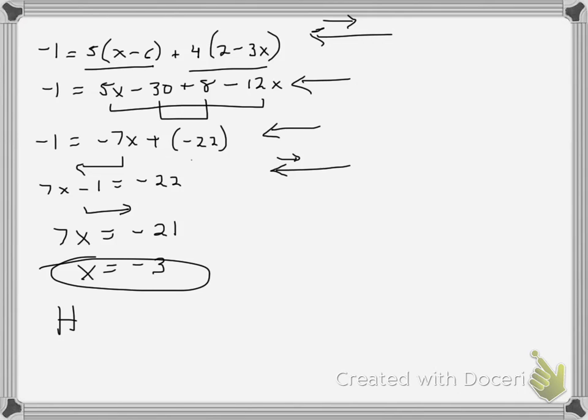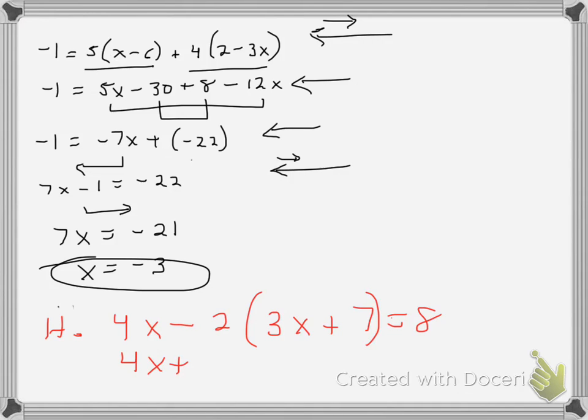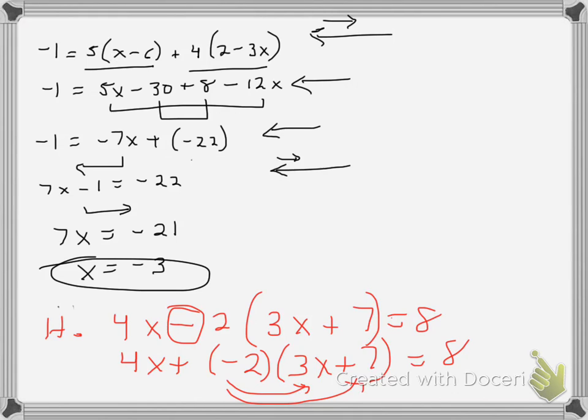Actually, let me change color. Okay, so I'm looking at this. This would be the same as, I can be thinking about it this way, plus -2 times 3x plus 7 equals 8. So changing this subtraction to a plus of the opposite, now distributing becomes clearer. This becomes -6x, and this becomes -14.